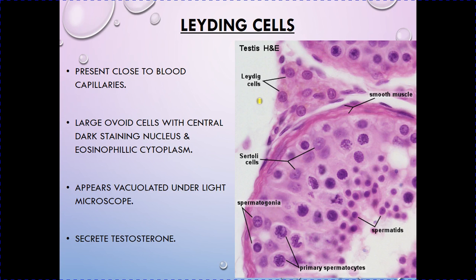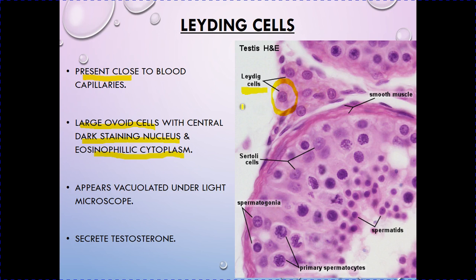So what are Leydig cells? Over here, present in the connective tissue. The Leydig cells are present close to the blood capillaries. These are actually large ovoid cells with a central dark staining nucleus and eosinophilic cytoplasm. So you can see over here, this is a large ovoid cell having a central dark staining nucleus.